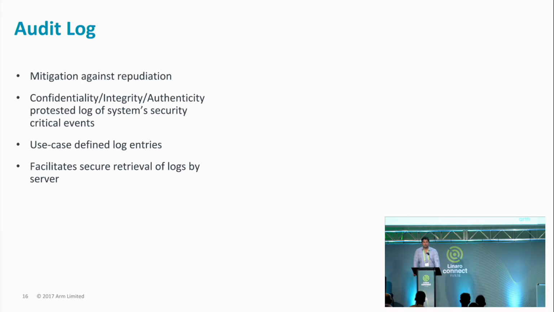The third service, audit log. Audit log provides protection against repudiation attacks. What this means is, let's say there is a point of sale device which handles financial transactions, and some financial transaction was initiated by an entity, and later on that entity denies that it ever tried to make that transaction. Now, audit log makes sure that the system's security critical events are logged so that the original initiator of the request cannot deny it.